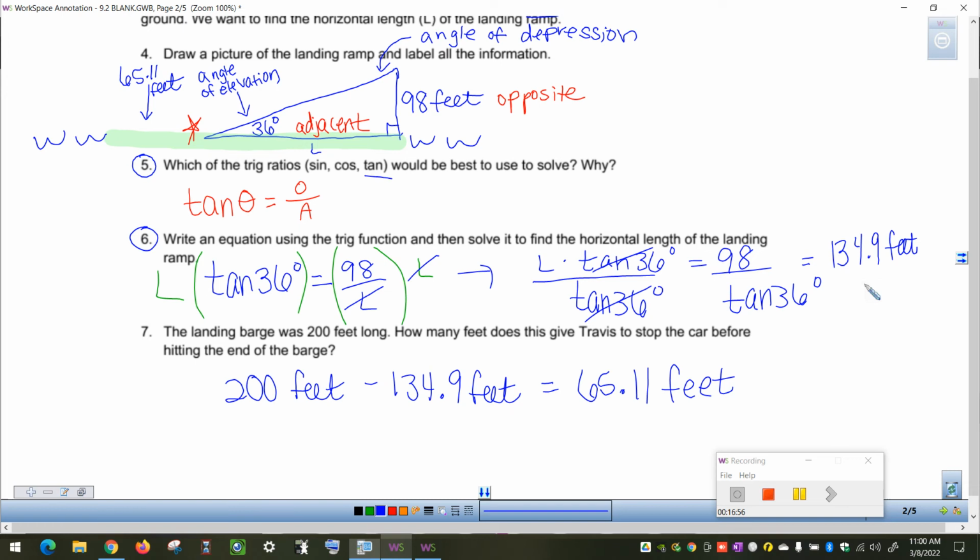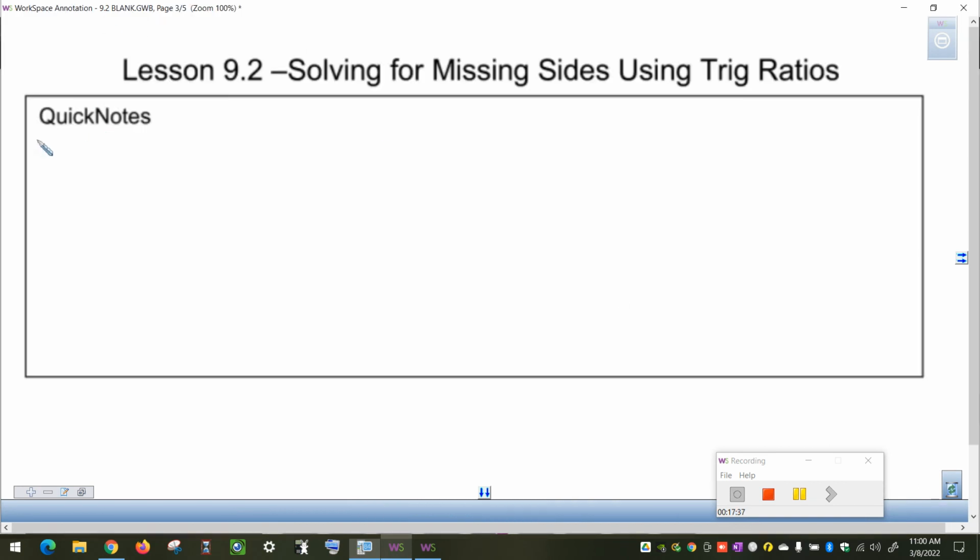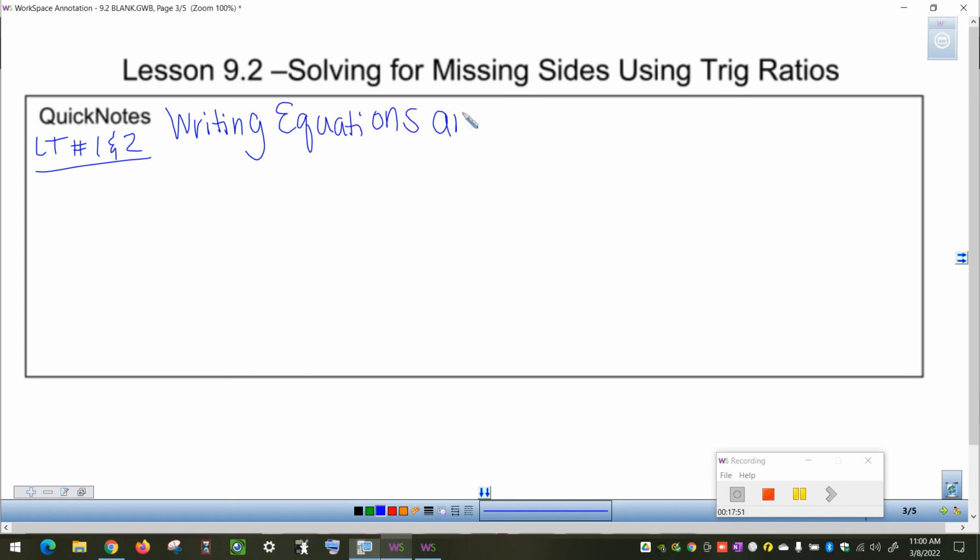All right, so we really have 2 learning targets for today, and we're going to sort of just combine them together in this important idea box. So what we were looking at today was modeling situations using equations with trigonometric ratios, and using trig equations to solve for missing sides of a right triangle. We're going to say here that today we were writing equations and solving for sides.